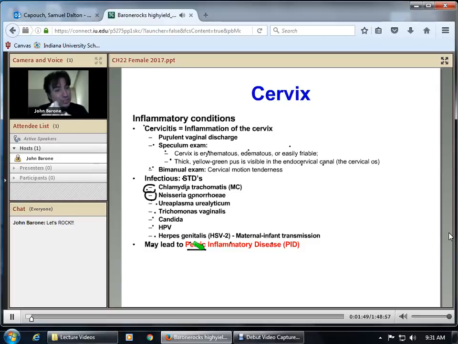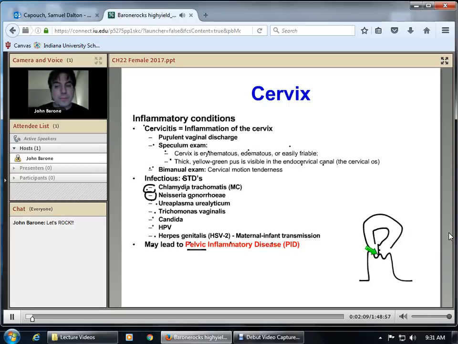There's pus in the cervix going all the way up. That's pelvic inflammatory disease. Now, let's repeat. When is it pelvic? When the cervicitis ascends. Now the next place it's going to go to, so let's start here at the cervix. Next place it's going to go is to the endometrium.